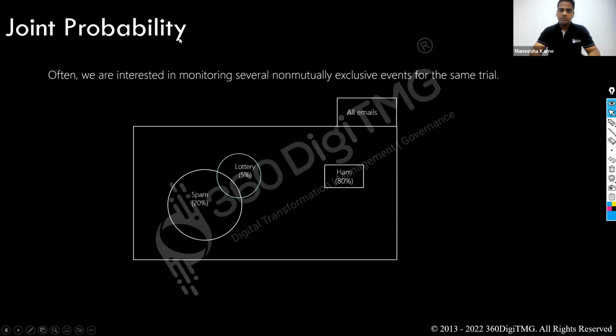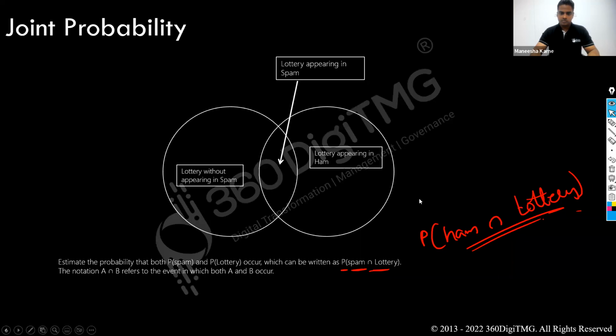Then we looked at the concept of joint probability. If you have a word called lottery in your email, it can either be spam or it can be ham. Ham means not spam. So joint probability is this intersection part. If there are two events which are independent of one another, there won't be any intersection. You will not find any intersection space.